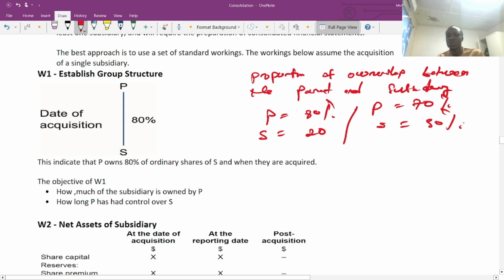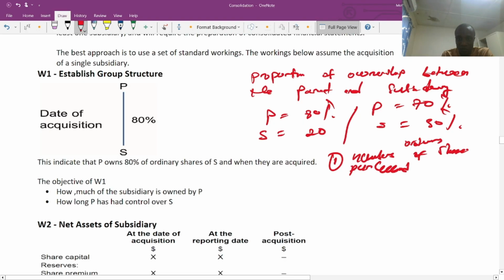So basically, this is the group structure. You need to establish the group structure because in most cases, this will not be given in the question, so you need to find it. You can either use a proportion of the voting rights or the number of shares. So we have two approaches which we can use to find the percentage of holding, the investment ratio. For example, we can use the number of ordinary shares purchased.